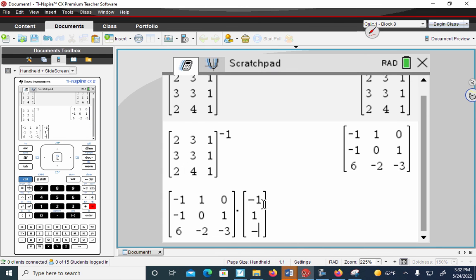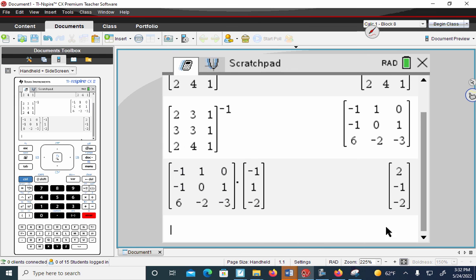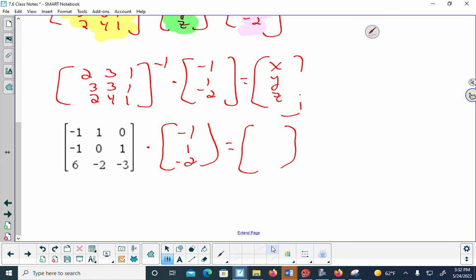1, and -2. And when I hit enter, I get the 2, -1, -2, which is my solution to that system. I'm going to write that down. So 2, -1, -2. Sorry, right, -2, -1, -2.